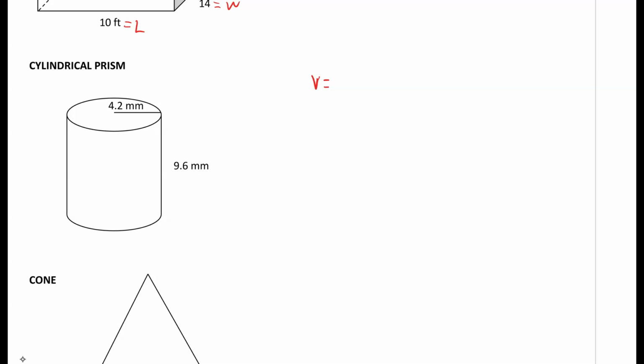When we're looking at a cylindrical prism, so a cylinder, our formula, which we're going to be using, is volume equals pi multiplied by r squared times the height. So pi r squared times height.